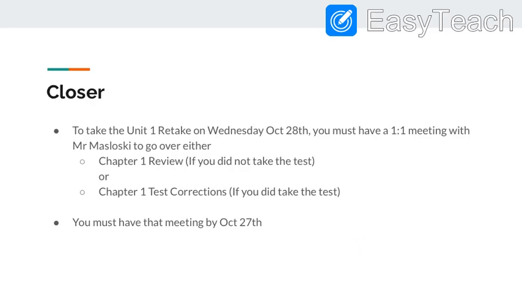Just as a reminder, to take the Unit 1 retake on Wednesday, October 28th, you must have a meeting with me to go over either the Chapter 1 review, that's if you didn't take the test, or the Chapter 1 test corrections if you did take a test. You must have that meeting by October 27th, so that way I can open up the test for you for the following day. Hope this helps.